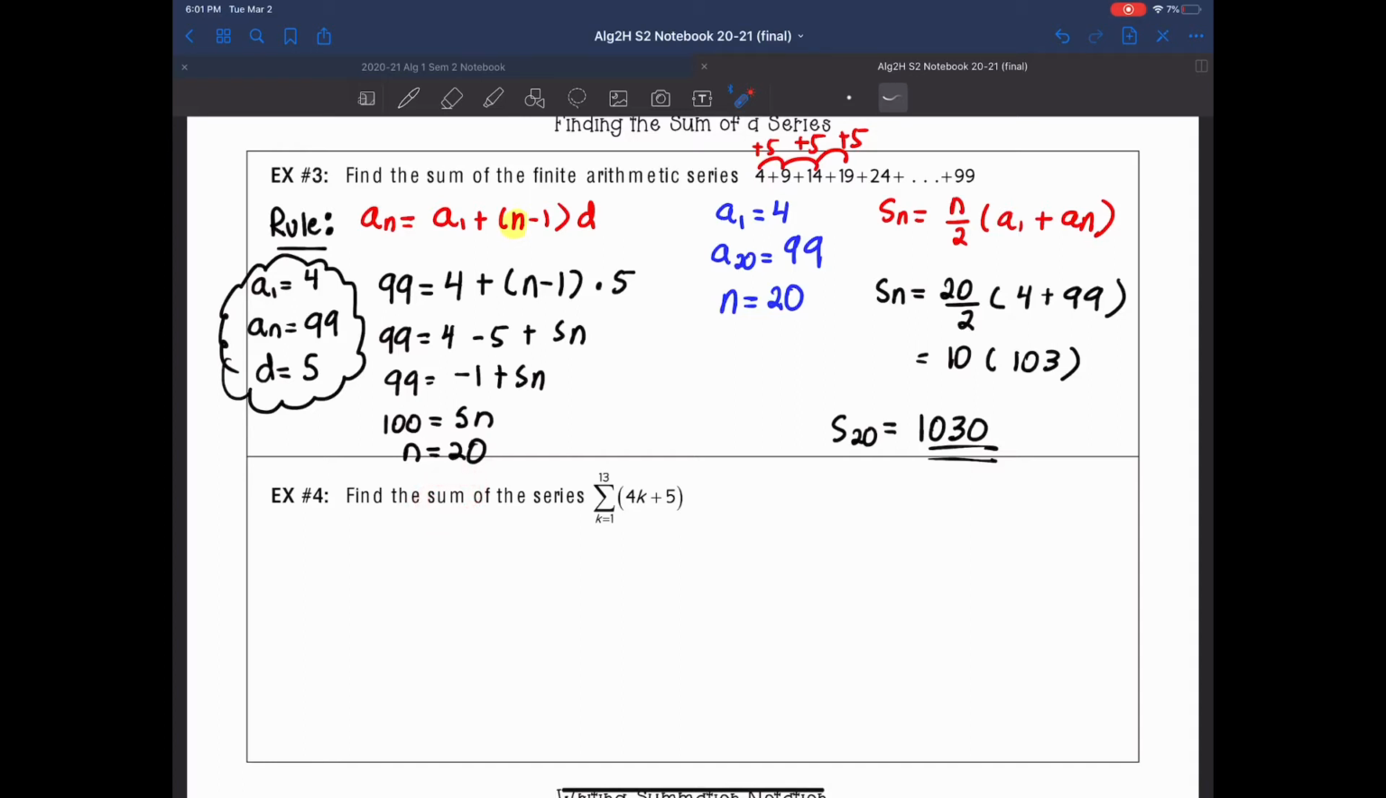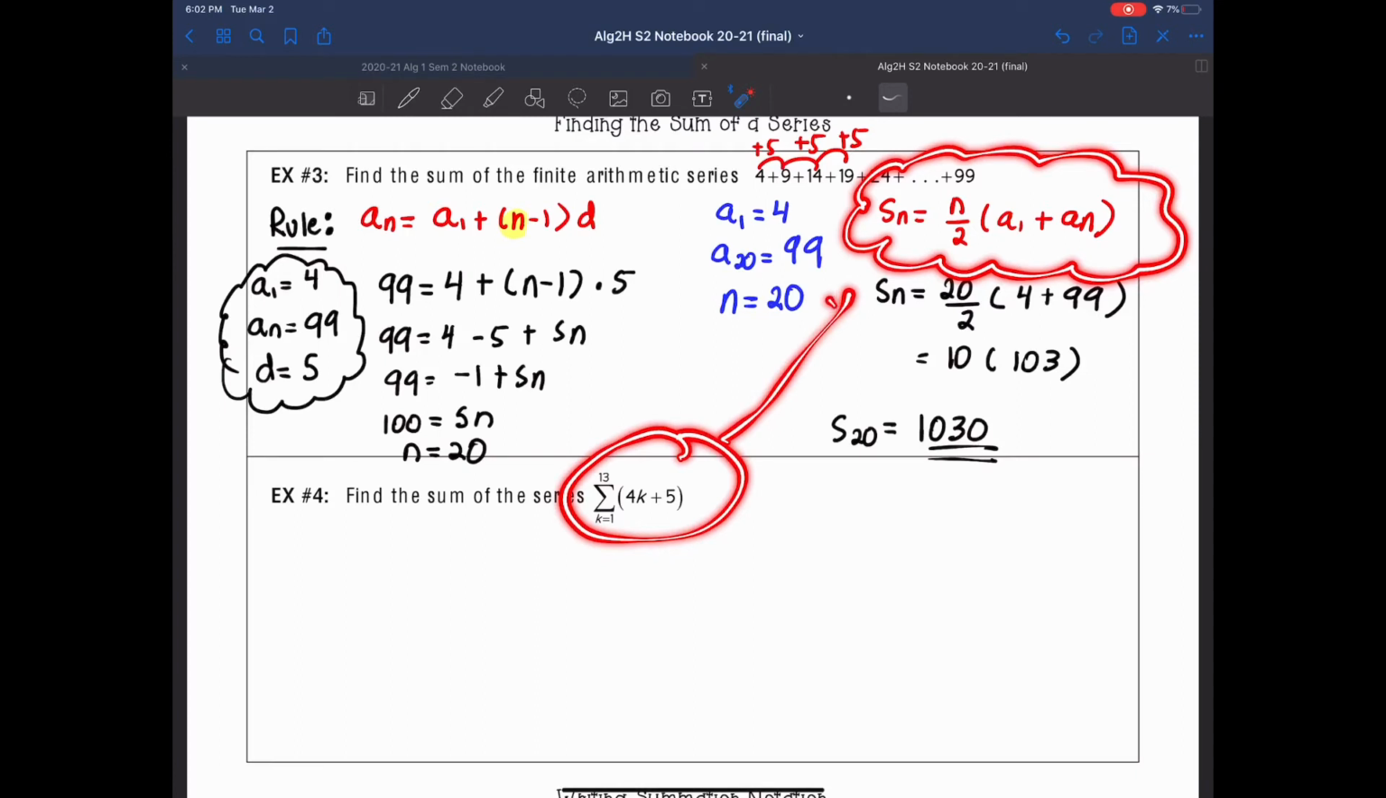So you're like, okay, Mr. Teal, for real? I'm going to plug in k equals 1 and then every integer between 1 and 13? Are you crazy? No, absolutely not. We are going to be using a more methodical approach to solve this problem. We are going to use the formula that we used for number 3. We just have to relate summation notation to this formula.